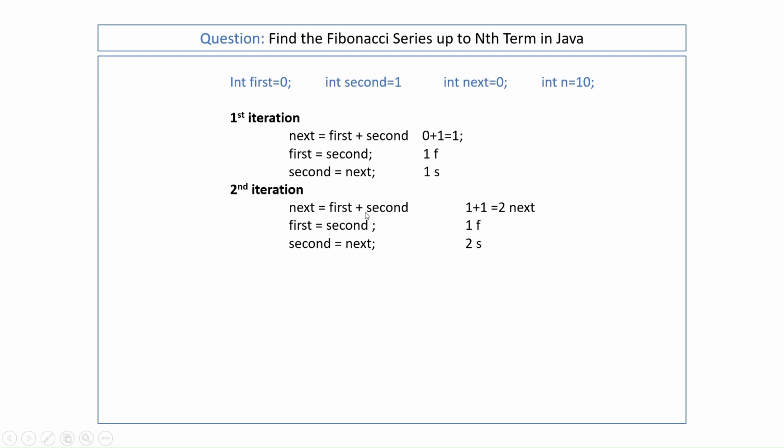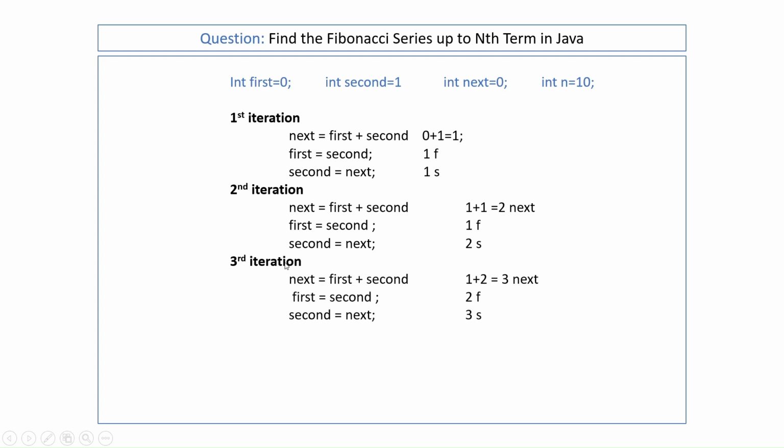Next is equal to first plus second. So in first we have 1 and in second we have 1. 1 plus 1 is 2. 2 is the value of next. Then first is equal to second, and the value inside second is 1, so first is 1. Then second is equal to next. As you can see, next is 2, and that 2 is coming inside second. We are just changing the values to get the Fibonacci series up to 10.